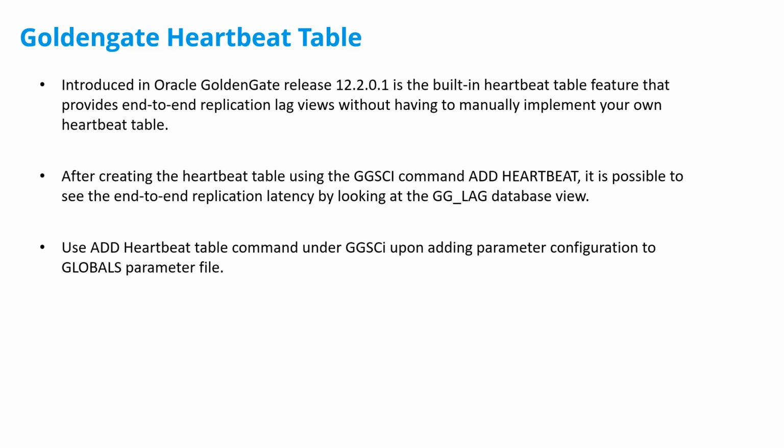Now, another important thing in GoldenGate is to monitor the lag. You should also implement a heartbeat table in your environment, which monitors real-time lag. Introduced in GoldenGate release 12.2, there is an automatic built-in heartbeat table feature that provides end-to-end replication monitoring without having to manually implement your own heartbeat table. After creating the heartbeat table, you can view your lag using GGLAG database. So it is also recommended.